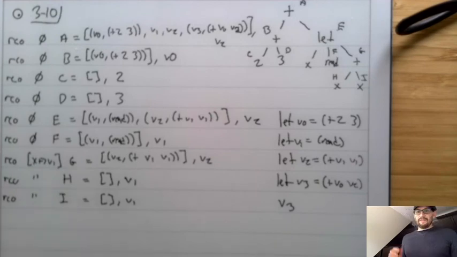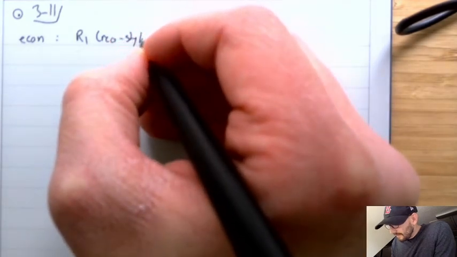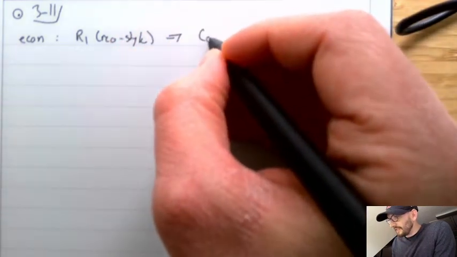Now, remember I told you that flatten is going to be a combination of RCO and this other one called explicate control. So let's write that down. It's called econ, and it's going to take an R1 program that is in the RCO style, and it's going to return a C0 program.